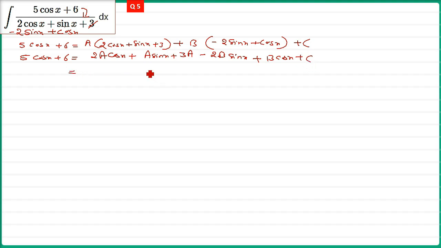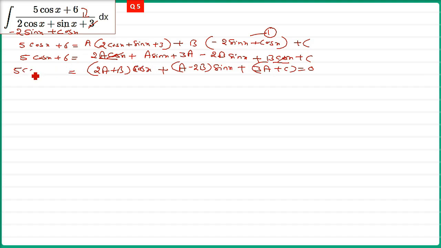Now let's equate. This is the cos x term. Take cos x common, you will get 2a plus b along with cos x. Now let's take the sin x terms. This equation is very important because this is the numerator, and we are going to put a, b and c in it after finding them and keep the denominator as it is, and then integrate. So we have a minus 2b into sin x, then 3a plus c, and this has to be equated to 5 cos x plus 6. What is the equivalent term for cos x? 2a plus b equals 5. This is the first equation.